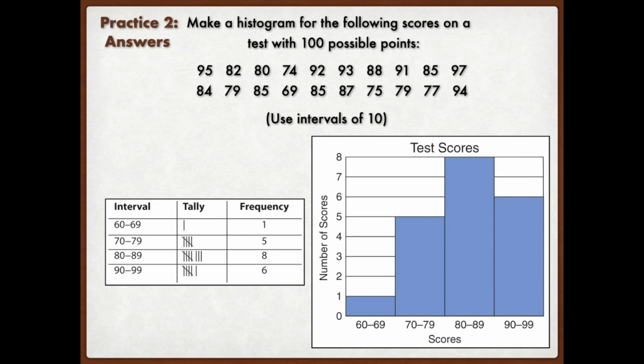I don't have to do 0 to 10, 10 to 20, 10 to 30 on my graph. I can start where I actually have information. Then my 70 to 79, if I count it up, I actually have 5 different numbers in that interval of 70 to 79. And so that will be my frequency on the vertical on the left side there.